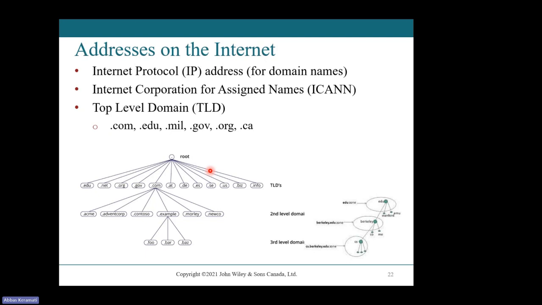Then we need a system for calling them, for naming. The system is called Internet Protocol or IP address for domain names. So who is managing it? There are different organizations, companies, and consortiums managing the domain names. Some of them, like the Internet Corporation for Assigned Names, or ICANN, have a database in which all of the domain names are stored.